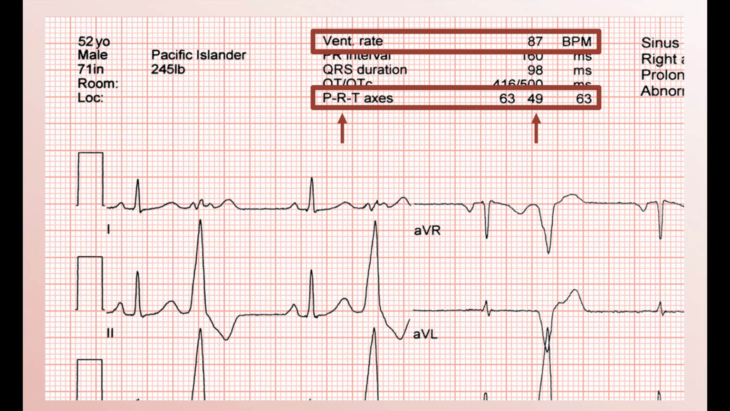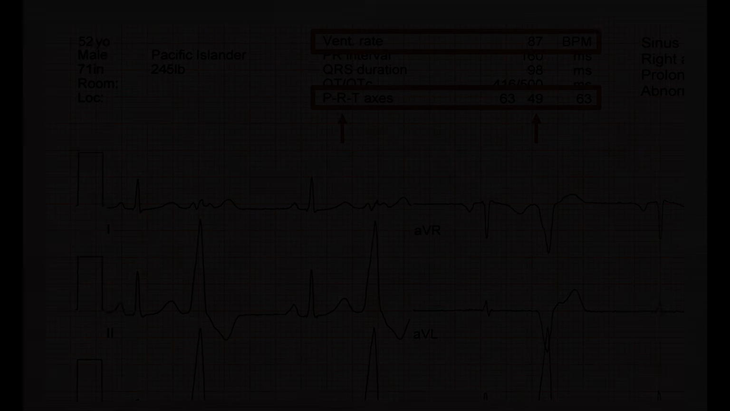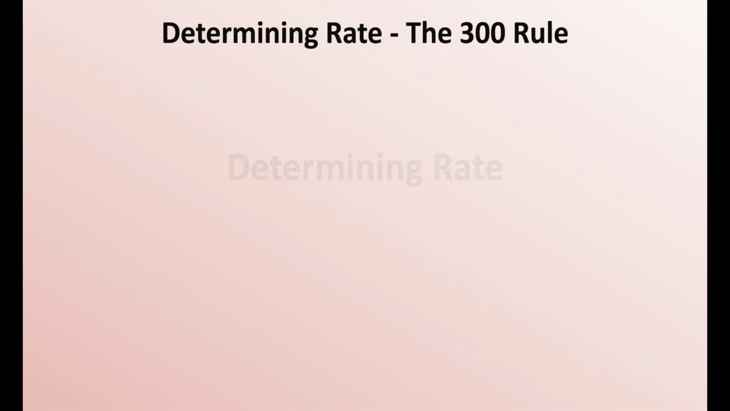Comfort with conceptualizing vectors of electrical current in the heart is of great importance in EKG interpretation of abnormalities such as ventricular hypertrophy, ischemia, and a variety of unusual rhythms which the algorithm usually gets wrong. I'll discuss rate first. There are two general techniques to determining rate. I call the first technique the 300 rule.